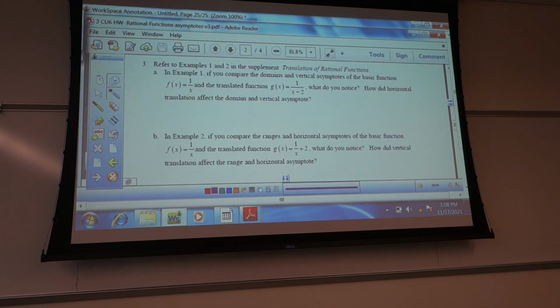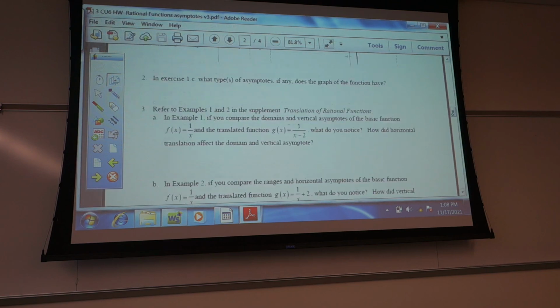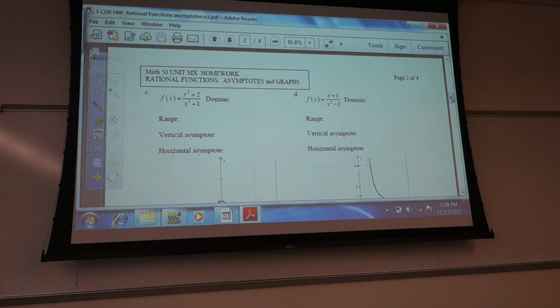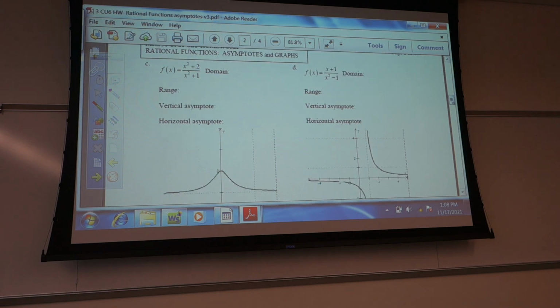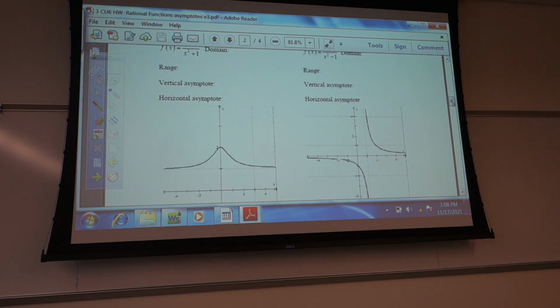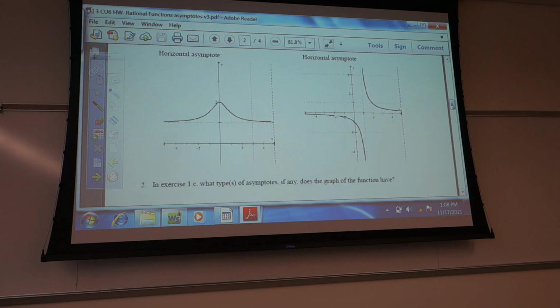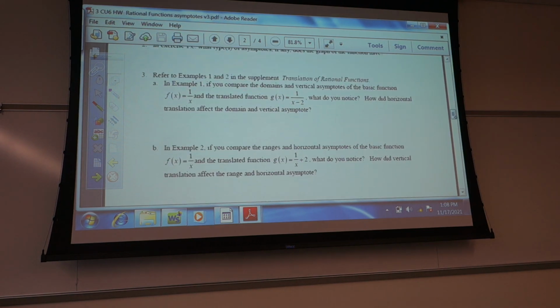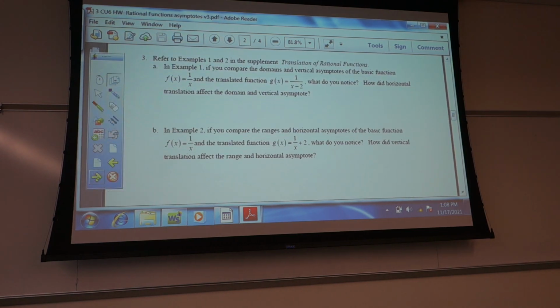So we're on number 3. Is everyone on the right page? Number 3 is on the second page, page 2. Is everyone on page 2, towards the bottom? We're waiting for everyone to get on page 2. Everybody get on page 2, towards the bottom. Number 3. Okay.